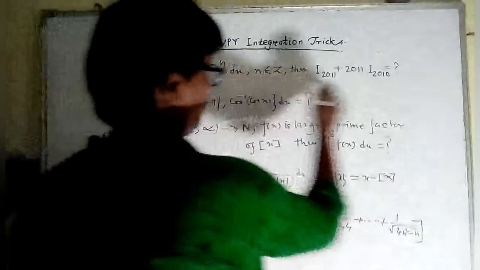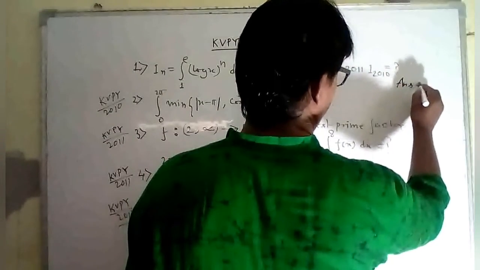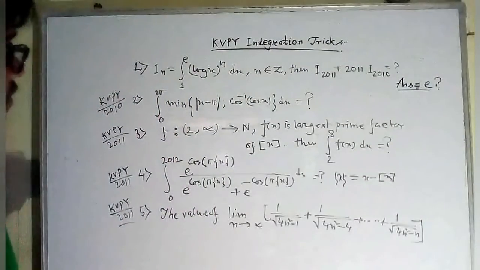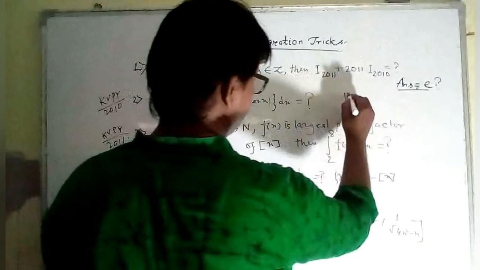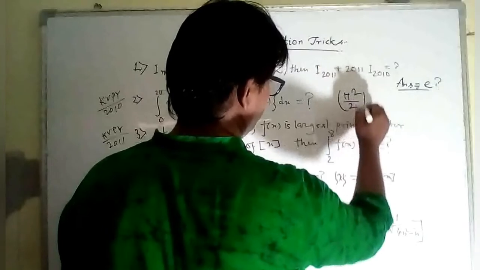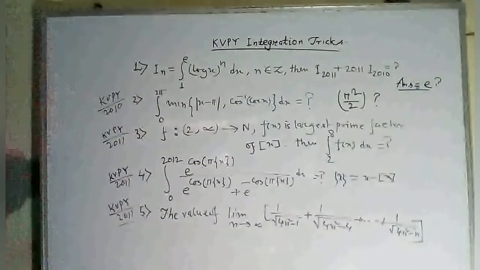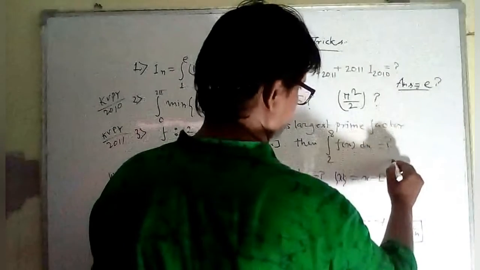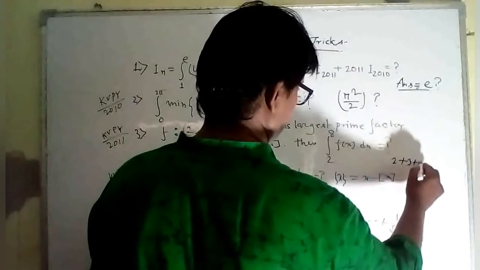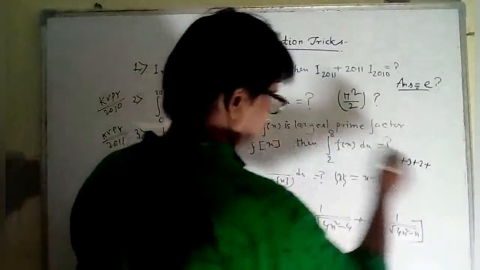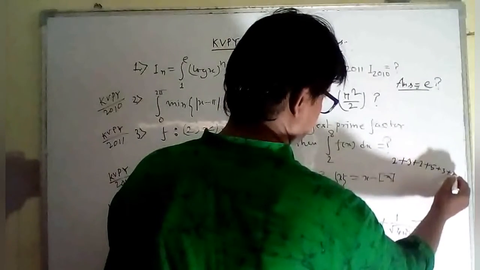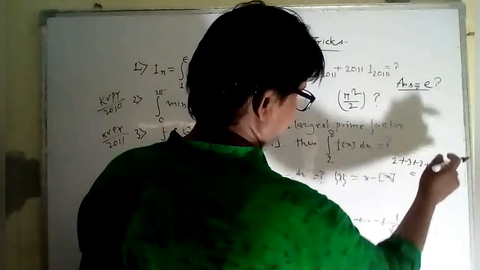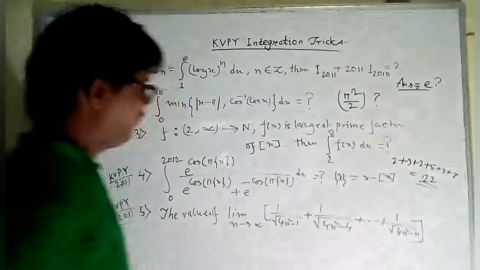Obviously, the value of the first integral, the answer equals e. And for this, the answer is probably pi square by 2. Why? The answer of this will be 2 plus 3 plus 2 plus 5 plus 3 plus 7, that is 5, 5, 10, 15, 22. The answer is 22.